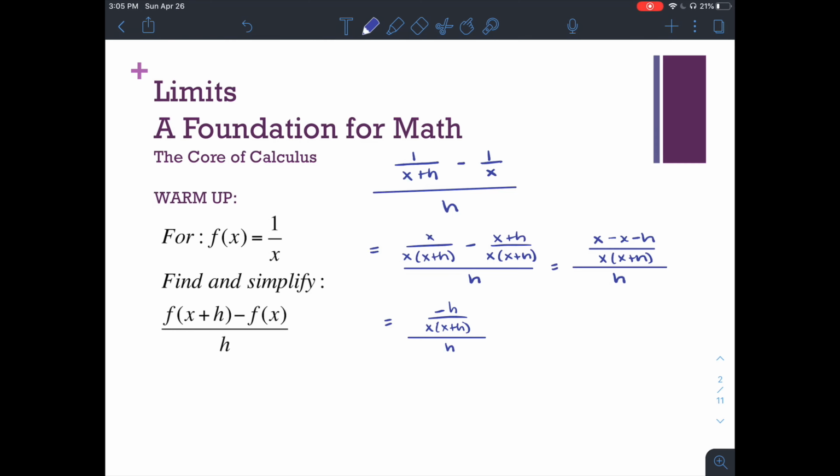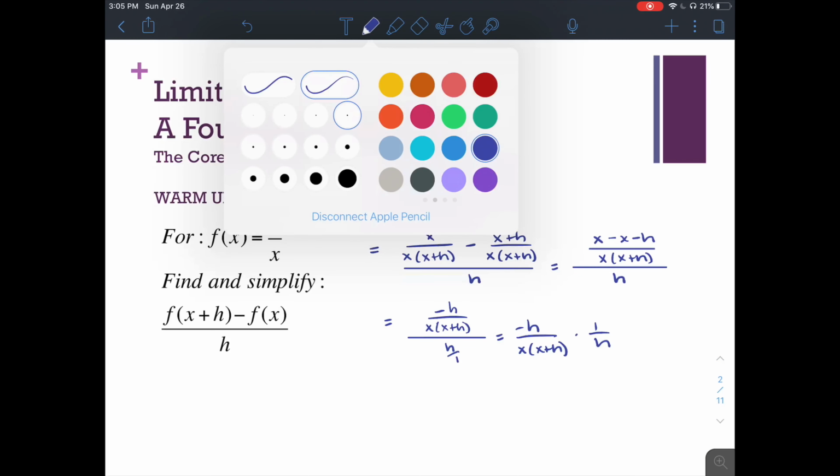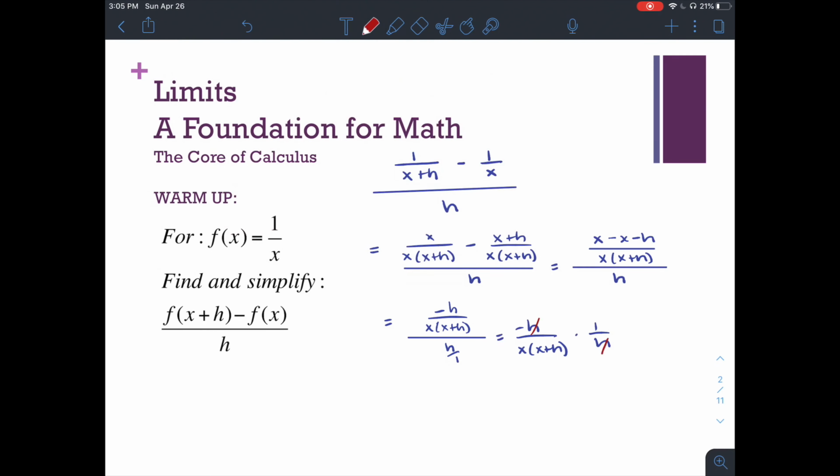And I'm actually at this point going to write the h in the denominator as h over 1, so I can do my copy dot flop. So I have negative h over x times x plus h times 1 over h. H and h cancel. So now I have negative 1 over x times x plus h.